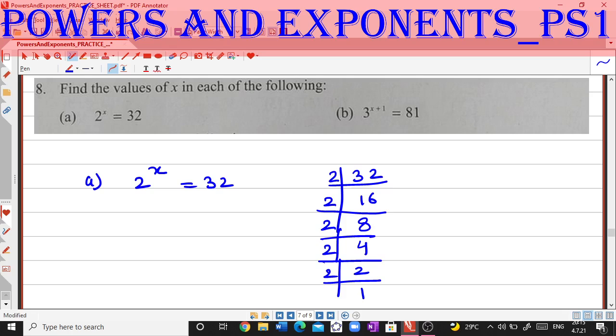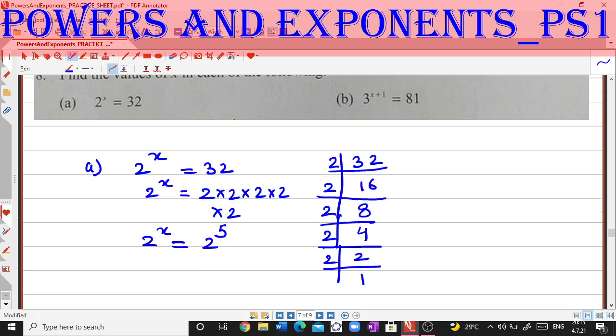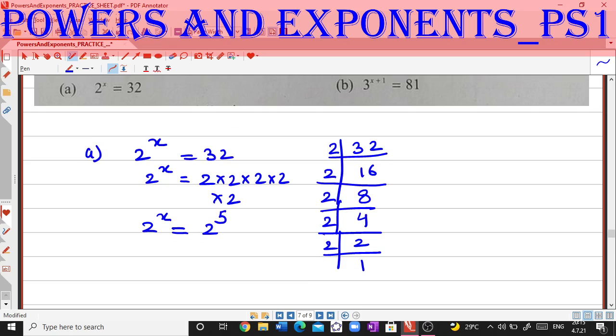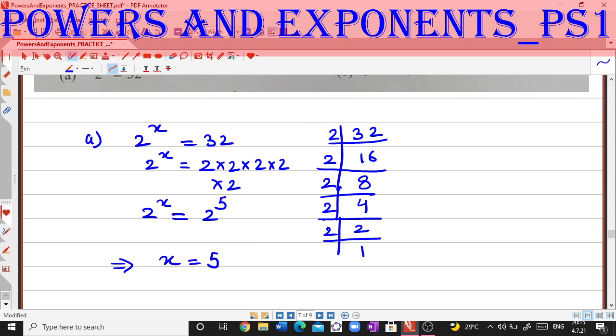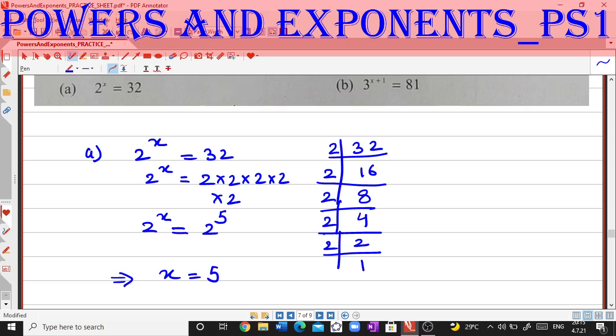So you know that the prime factors of 32 is 2 repeatedly multiplied by 2 itself 5 times. So this will be equal to 2 to the power x is equal to 2 raised to the power 5. So on comparing, you will find that the value of x is equal to 5. Similarly, you can solve the other question.